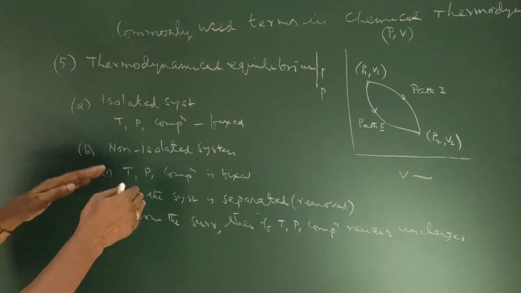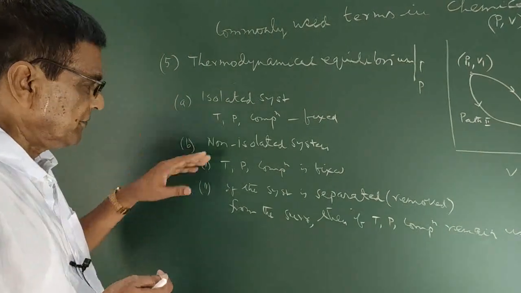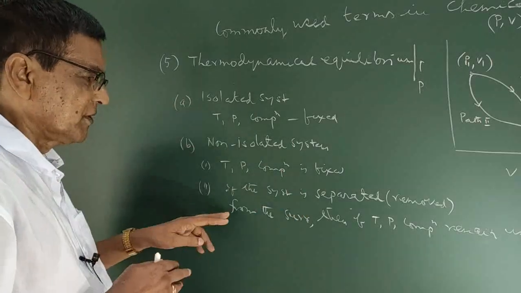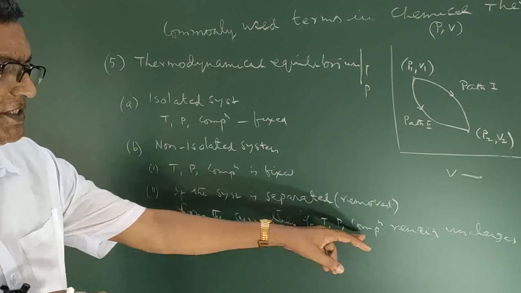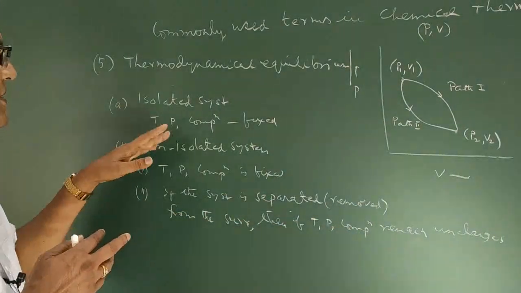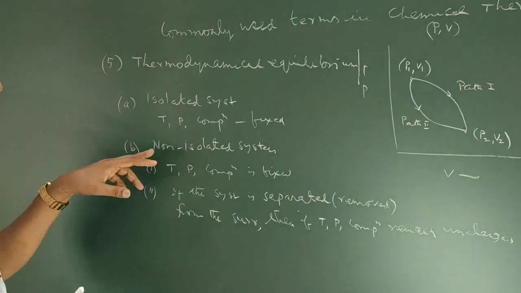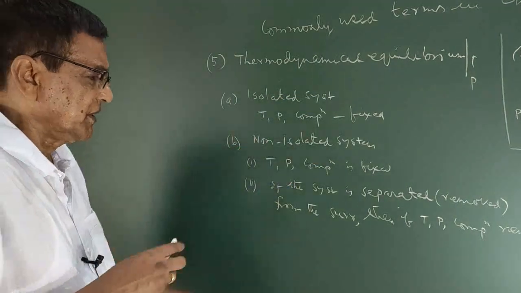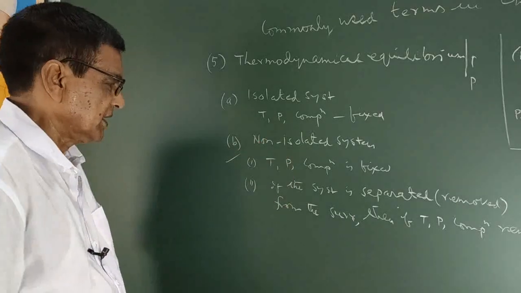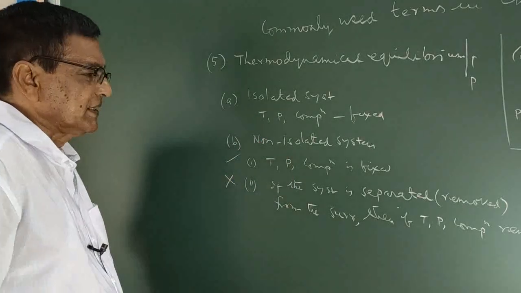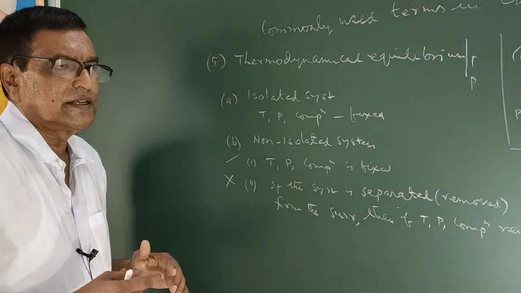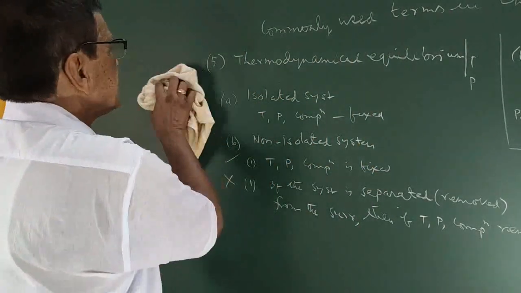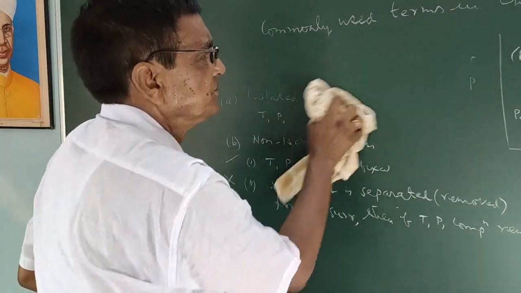A non-isolated system attains thermodynamical equilibrium if the temperature, pressure, and composition are fixed, and if the system is removed from the surroundings and these three still remain unchanged. If the first condition is obeyed but the second is not, then we call the system to be in a steady state for these non-isolated systems.